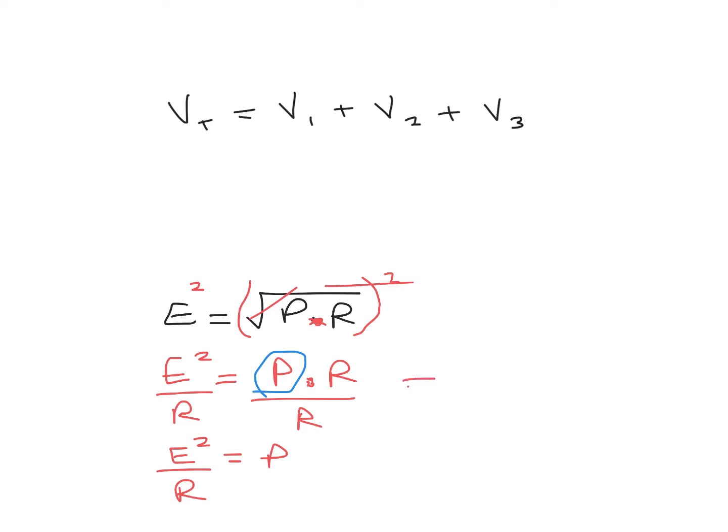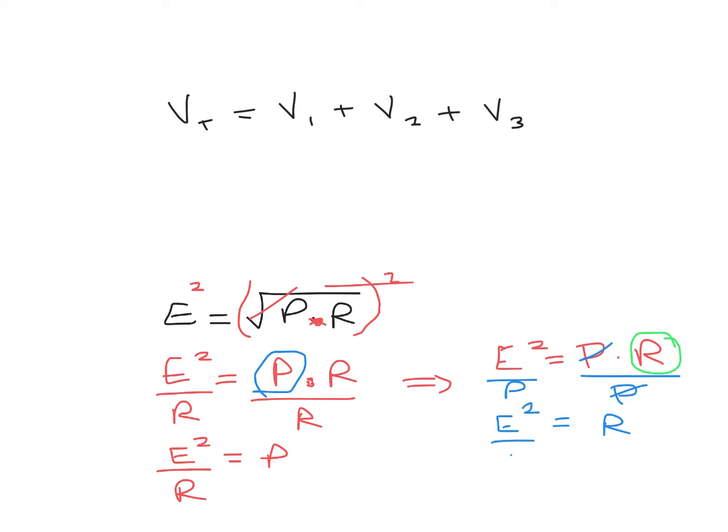At this stage, I could have also taken the formula E squared equals P times R, and I could also have solved, say, for the resistance, not the power. And if I did that, I would divide by what I want to get rid of, the P, and cancel. So the resistance will be found by taking the voltage squared divided by the power.